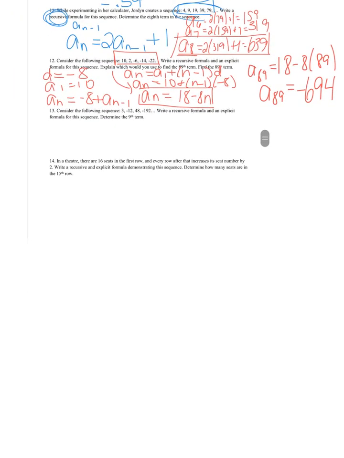Number 13, consider the following sequence: 3, -12, 48, -192. So this obviously is not going to be arithmetic because you're not adding the same amount each time. This is geometric. In this case, I am multiplying by -4 each time. So write a recursive formula. I know that a sub 1 is equal to 3, right? I have to write that because I have to know where I'm starting. And then a sub n is equal to -4 times a sub n minus 1.